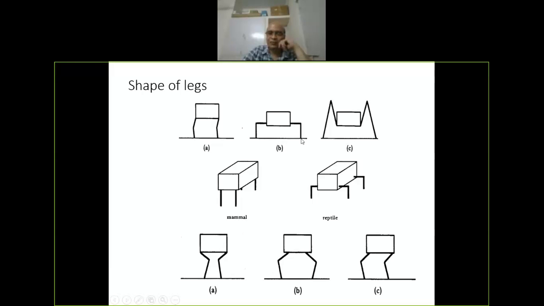Okay, so that is why the legs are on the side and the body is very close to the wall, because these creatures climb vertical walls. The third one is that of an insect, for example, a cockroach. If you see the shape of the leg, it has a particular shape.